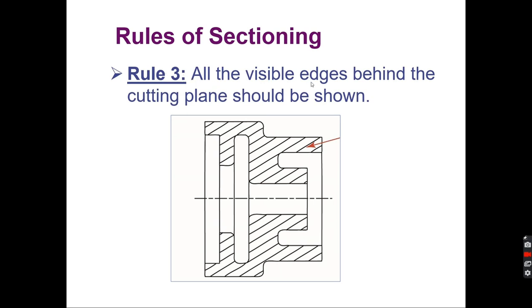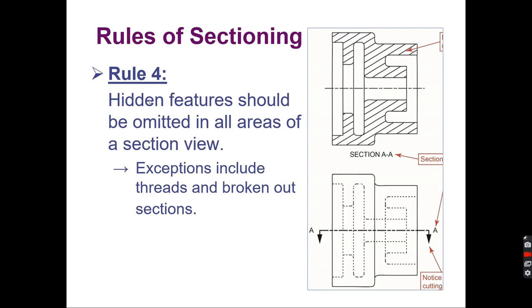Rule number 3, all visible edges behind the cutting plane should be shown. Everything behind the cutting plane needs to be shown. Rule number 4, hidden features should be omitted in all areas of the section view. Exceptions include threads and broken up sections.